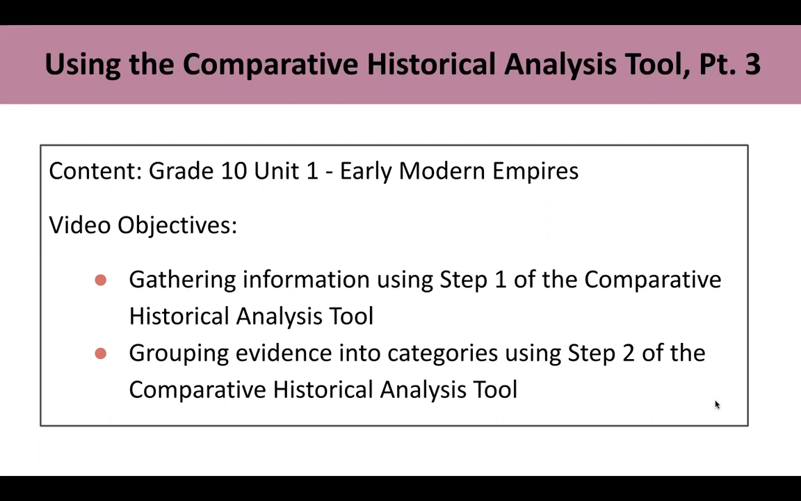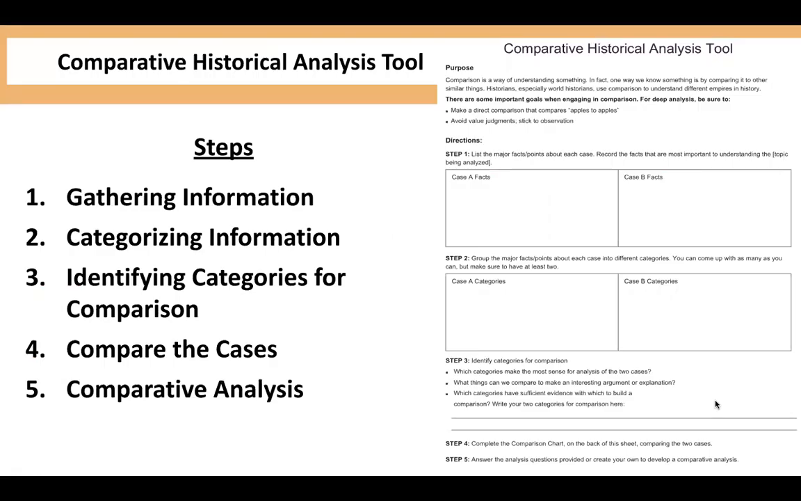In the previous videos, we went over the Comparative Historical Analysis Tool. We also read and annotated two sources on the Bourbon Dynasty and the Tokugawa Shogunate from grade 10, unit 1, lesson 11. Today, we're going to use the evidence from the sources and our knowledge of world history to begin comparing the two empires. We're going to look at step 1 and step 2.